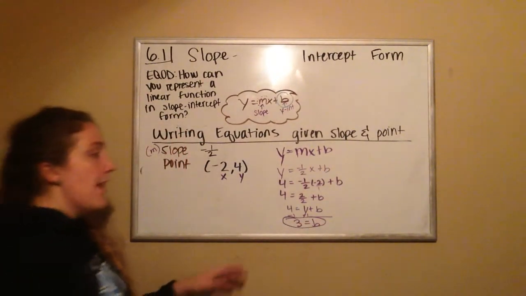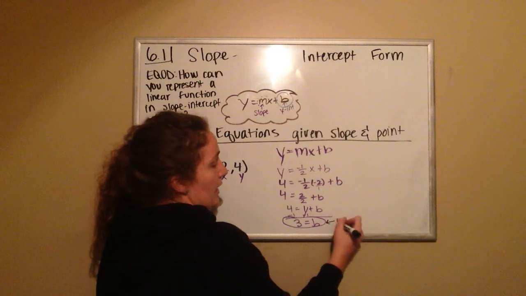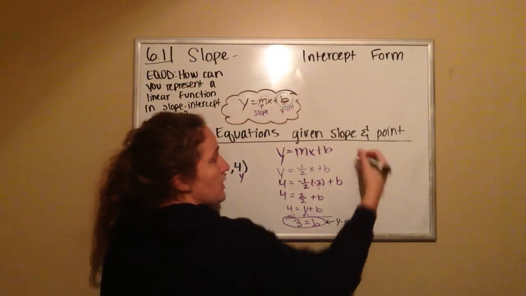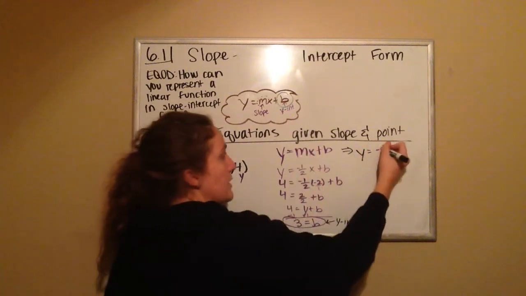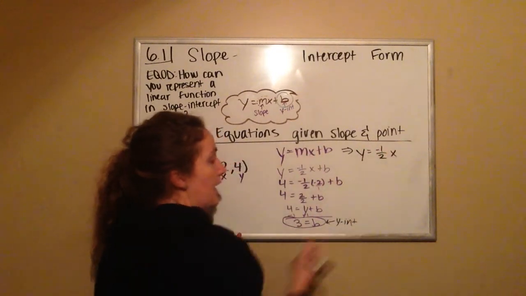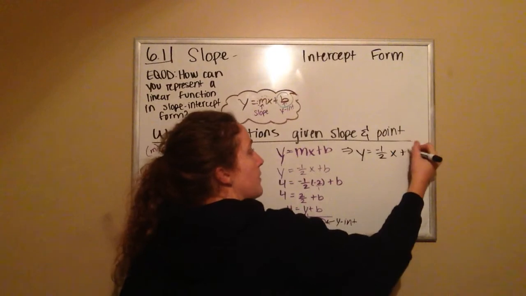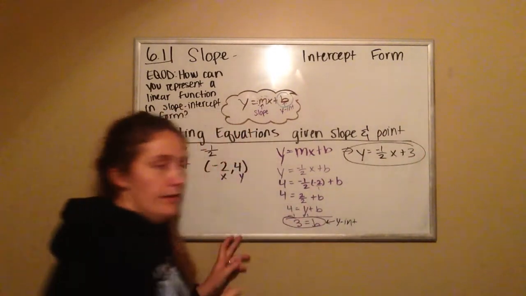So after I get that, I can write out my full equation. I now have y is equal to, we already knew what m was, it was given to us in the very beginning, mx plus b, and there's your final answer.